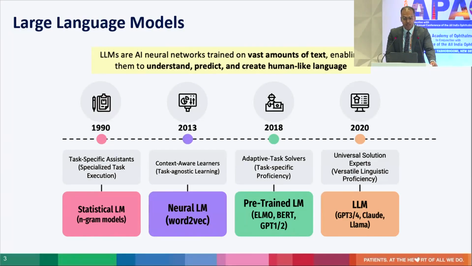The idea of large language models had its inception in 1990, in terms of statistical language models. Over the three decades after that, with the development of the transformer architecture by the Google team, we had pre-trained language models, and then we moved into large language models. They are now seen as universal solution experts. Basically, you can ask them anything and you will get a response. Whether it's factual or not is another discussion for later, but you get a response.